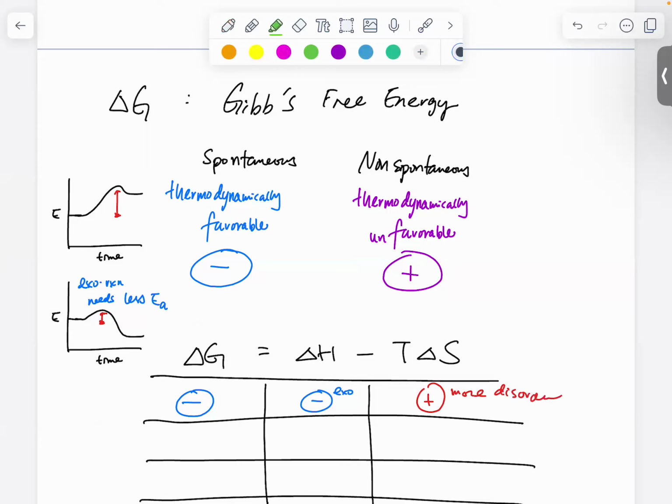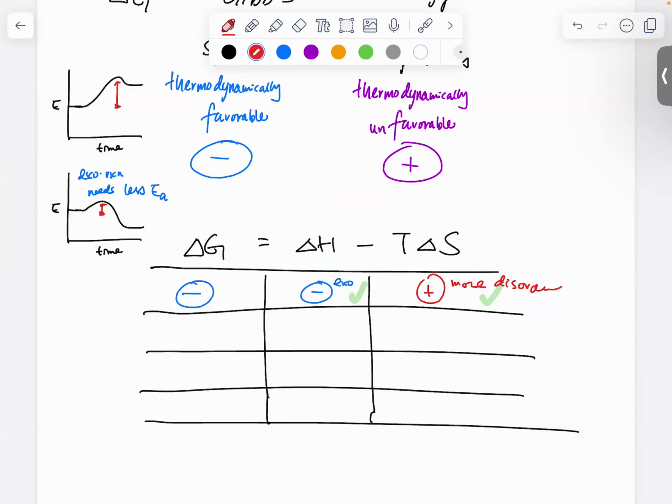And I'm going to use green color to put a check mark next to these two because they are both the driving forces to make G negative. Okay. All right, now let's go ahead and change a couple of signs. And that's why I said do not memorize this. So what happens if they're both negative? What happens if they're both positive?